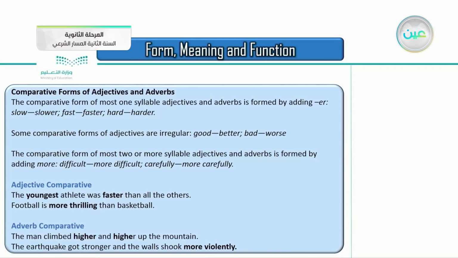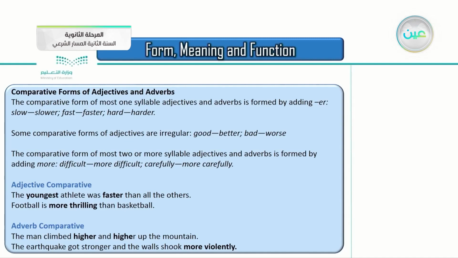Comparative forms of adjectives and adverbs. The comparative form of most one-syllable adjectives and adverbs is formed by adding -er. This is an easy one. So slow is slower. One-syllable adjectives here: slow, slower, fast, faster, hard, harder, and so on.